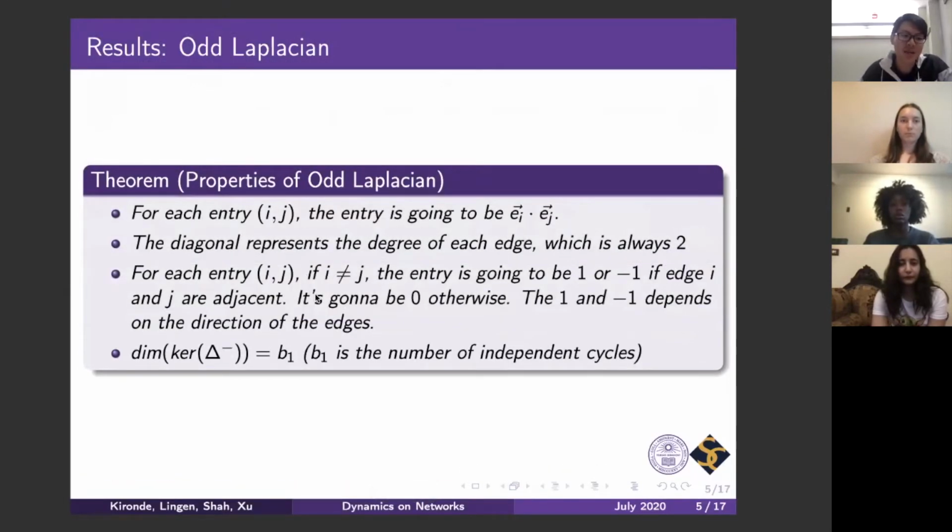The odd Laplacian exhibits very similar properties, but is more edge-oriented. For instance, non-diagonal entries represent the adjacency of edges instead of vertices. Notably, here the entries can take the value -1 as well as 1. The sign depends on how the edges are connected. When the direction flows the same way, the entry is -1, otherwise it's going to be +1. Finally, there's an interesting correspondence between the dimension of the kernel and the first Betti number. One problem we have yet to solve is what is a graph-theoretic interpretation of a heat equation on the odd Laplacian.